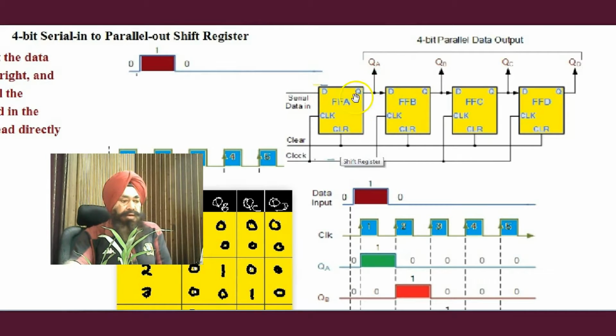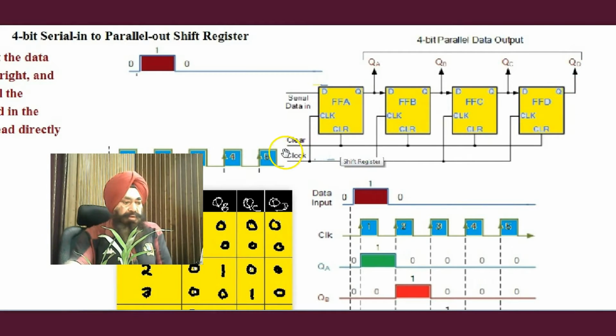The output of the first flip-flop A is given to the input of the second, and the output of the B flip-flop is given to the input of the C flip-flop. The output of the C flip-flop, that is here, is given to the input of the D flip-flop. Okay, the output of the A flip-flop is QA, and the output of the B flip-flop is QB. Then the output of the C flip-flop is QC. The output of the D flip-flop is QD.